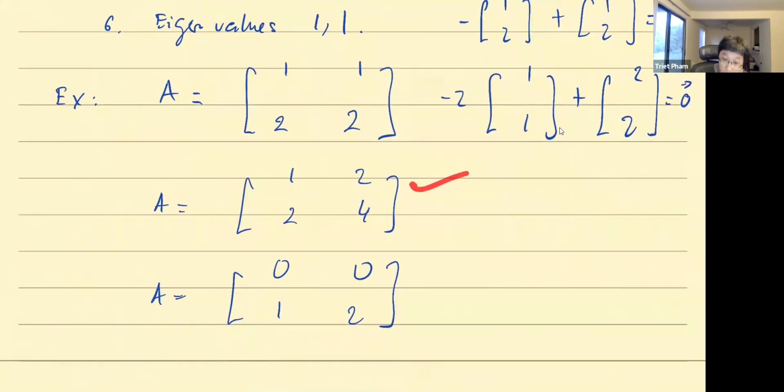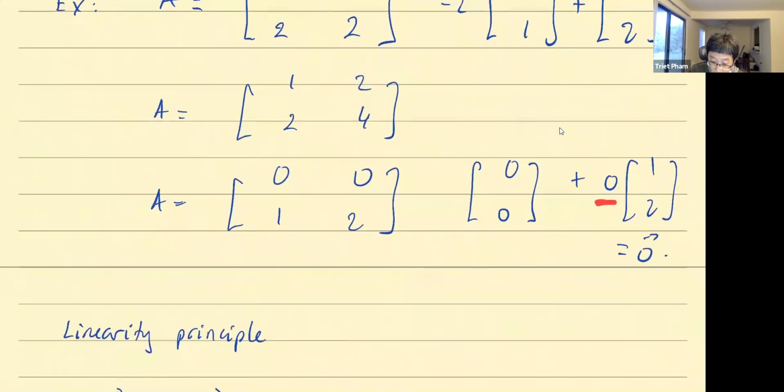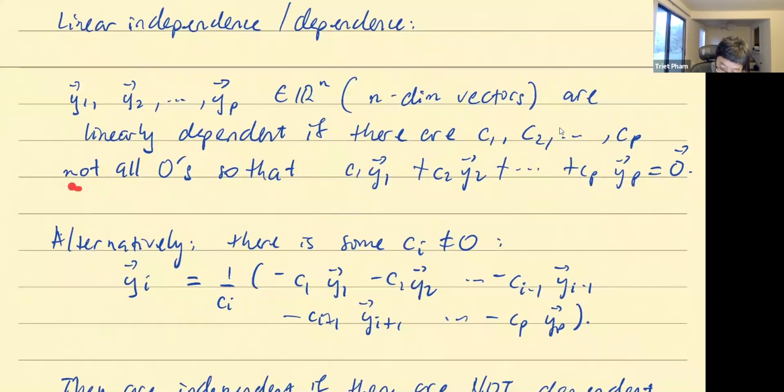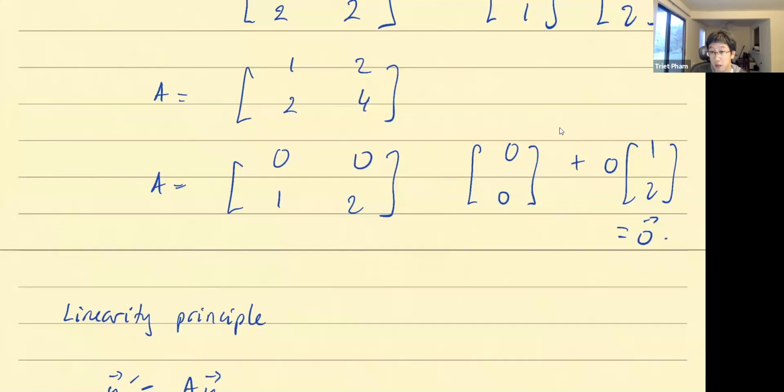Same game here. Here, actually quite easy. Every time you have a 0 vector, then you're already dependent. Why? You just play by itself. For example, 0, 0 plus 0 times 1, 2 is equal to 0. Or you're like, what are you doing, you make it a 0 here. Sure, but the requirement is that not all the c's are 0. So because I have a 0 vector here, I can choose a coefficient to be 1 here. So that's already good. So this is also dependent. Okay. Any question?